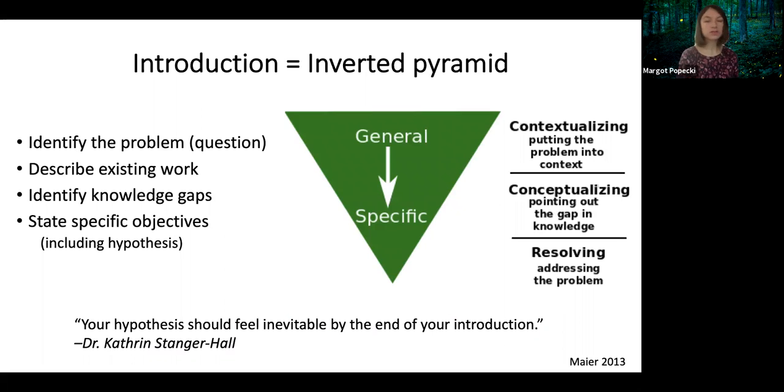The introduction is often described as an inverted pyramid because it starts out broad. What is that broad research question or wider application that drives this research? This is the contextualizing stage because it puts your research into context. So by doing that, the authors will provide information on what studies have been done previously. What do we know about this broad research question so far? From that, the gaps will start to emerge. What don't we know? And that will bring us to the conceptualizing stage, where we point out the gap in knowledge and specifically state what we do not know.